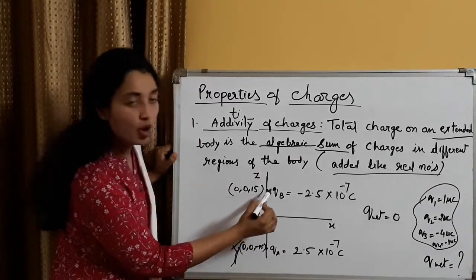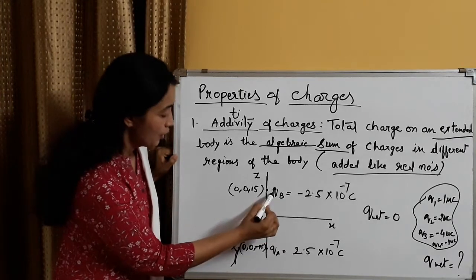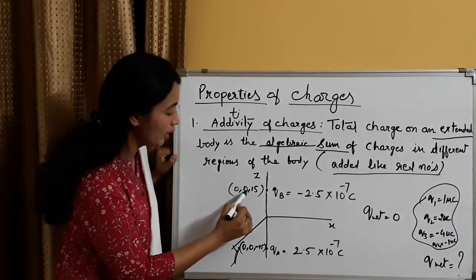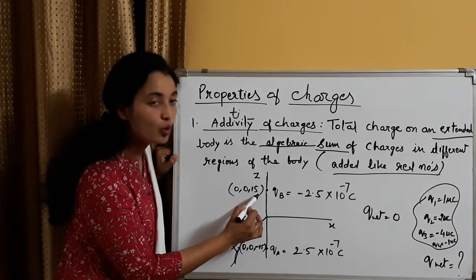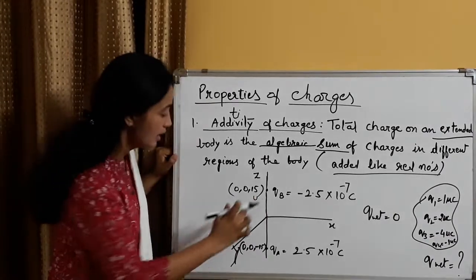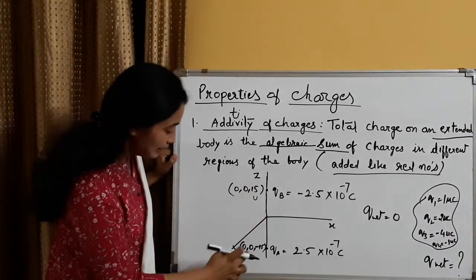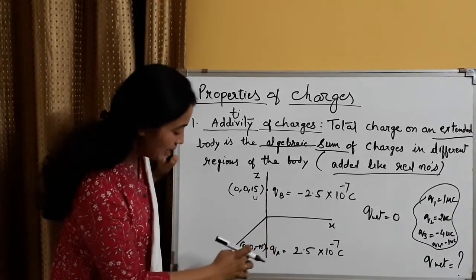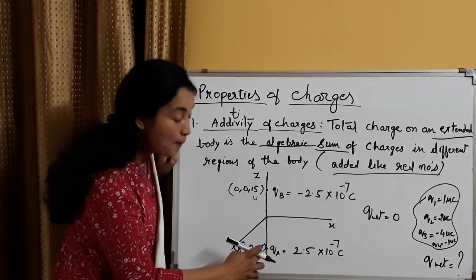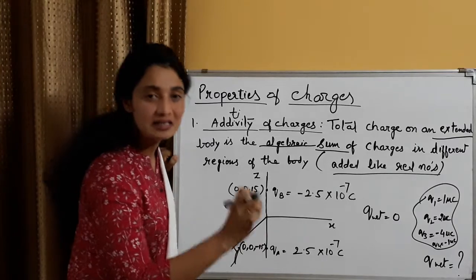The location, or you can say position, for QB is 0, means x coordinate is 0, y coordinate is 0, and of course z coordinate is 15 units. I have not mentioned any of the units, but it's 15 units. Then the second charge QA has 0 x coordinate, 0 y coordinate and minus 15 as z coordinate.